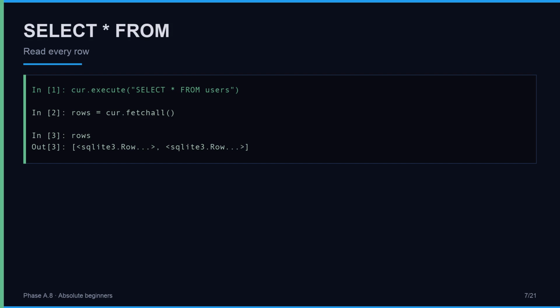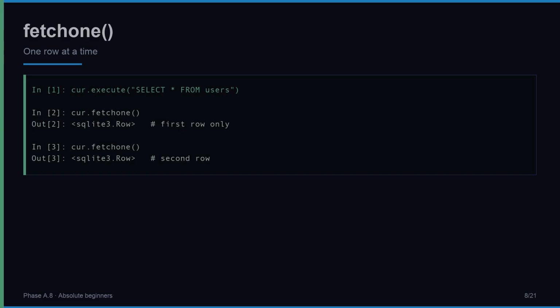Each row is a SQLite row object, which you set up last lesson by enabling the row factory. From here, you can loop over rows, count them, or display them however you like. Star means all. Sometimes you do not want all rows, you want just one.